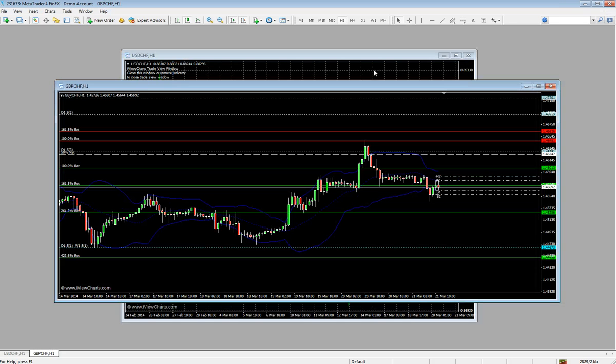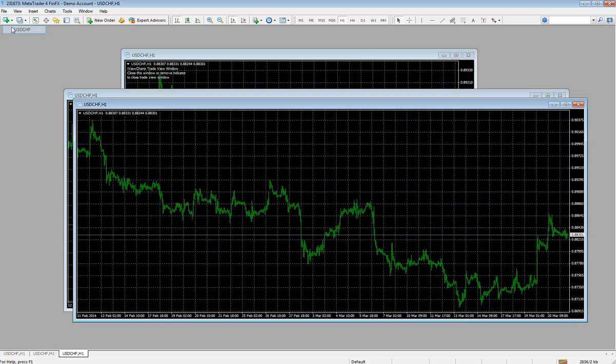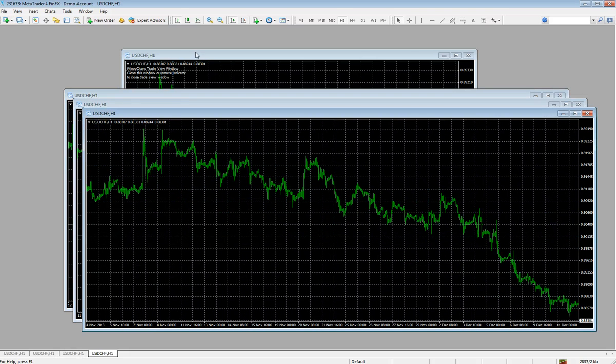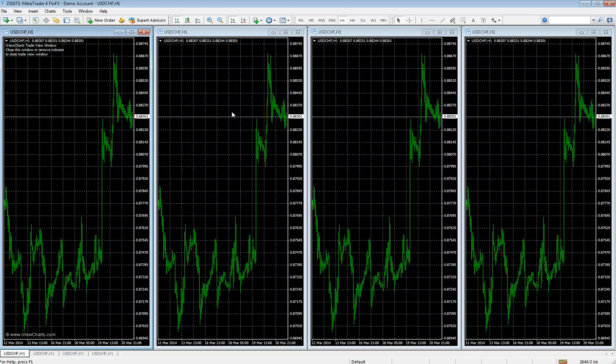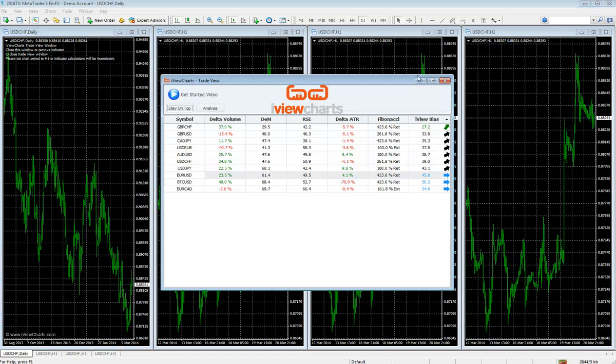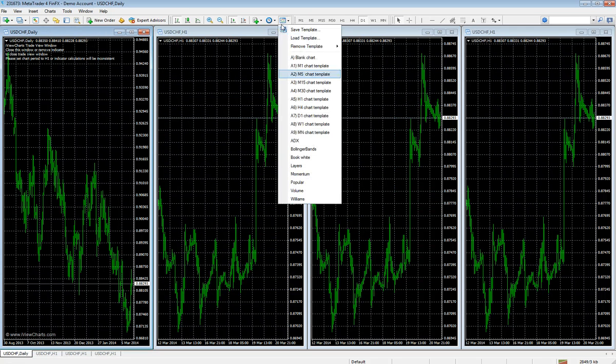What I like to do about iView charts is use it in a better way, really. So if I want to look at multiple products or even the same product in different time frames, let's take the dollar Swiss. I'll open that up, tile the windows, and we've now got 4 individual windows in which we can look at the same product. So maybe we'll look at the dollar Swiss on the dailies. So put the daily template on.